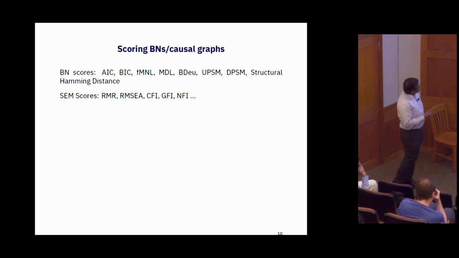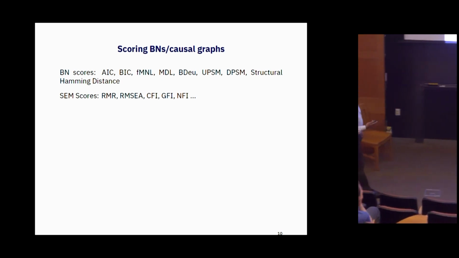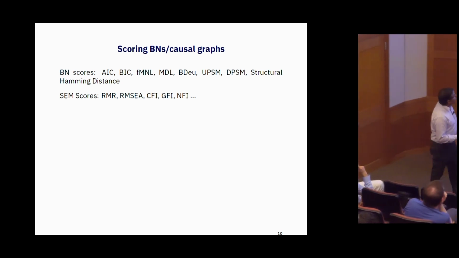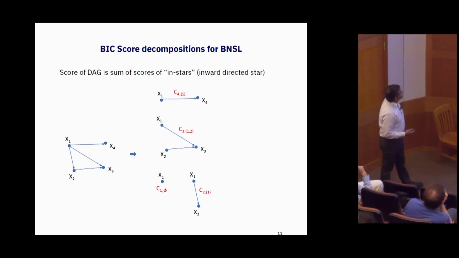I'll explain the RMR in a second because that's very intuitive. The others are a little harder. There are various statistical reasons for choosing these, but we'll focus in our work on BIC, and I'll explain why in a second. We also use a couple of these metrics just to make sure that our improvements over other codes are not completely a fluke.